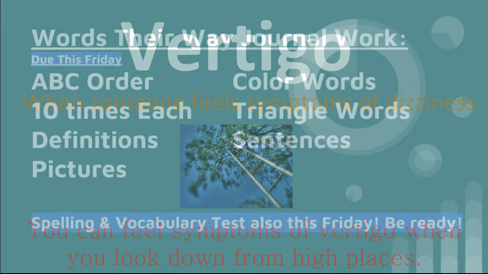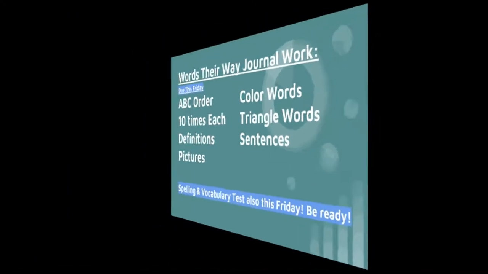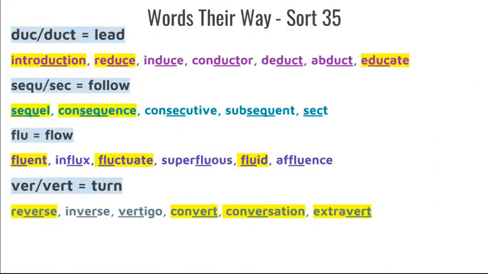Okay, so those are all the words and their sentences and definitions. Remember, your Words Their Way journal work is due this Friday. You can choose out of the options here that are listed: ABC order, 10 times each, definitions, pictures, color words, triangle words, or sentences. Also, the spelling and vocabulary test is also this Friday, so please be ready. And here's the chart again, so we'll end on that. Please make sure you're also gluing and pasting the words inside of your journal.